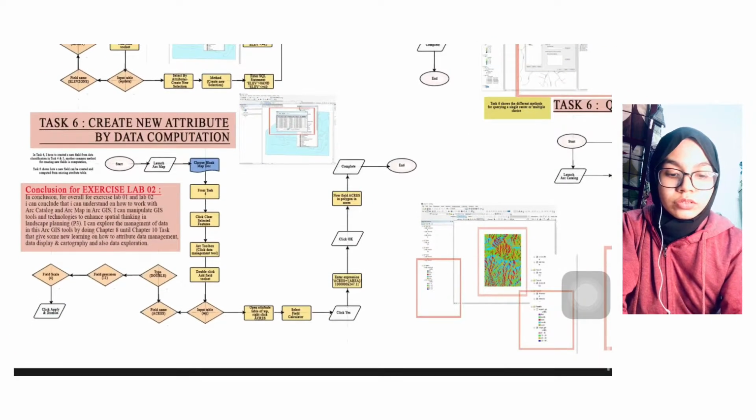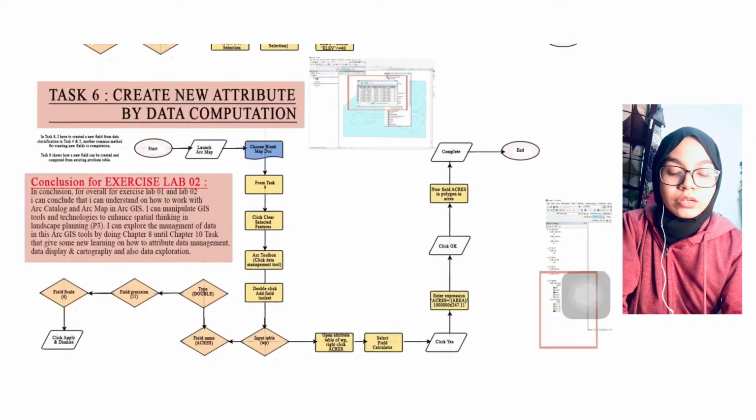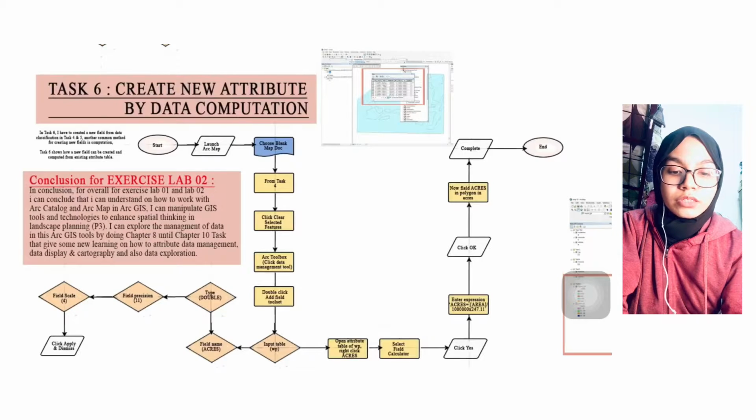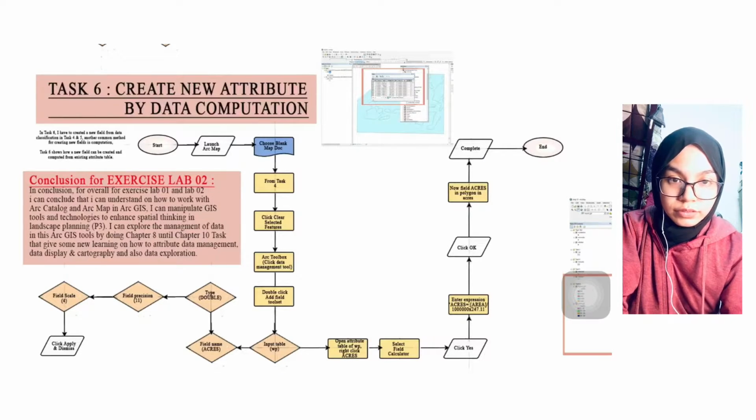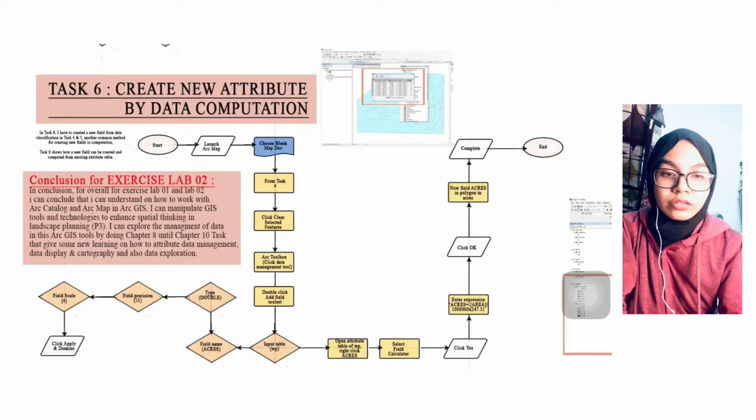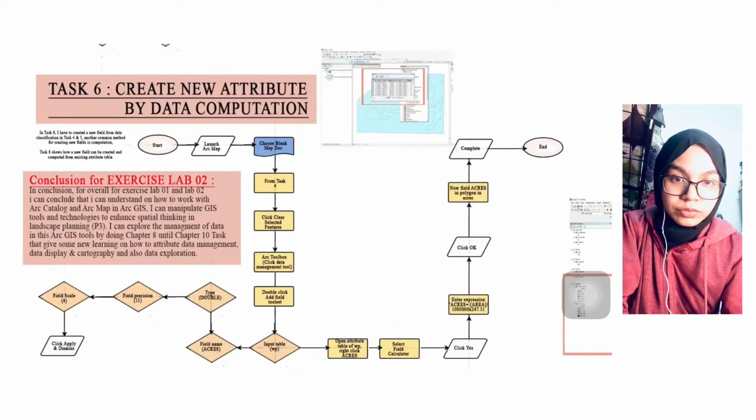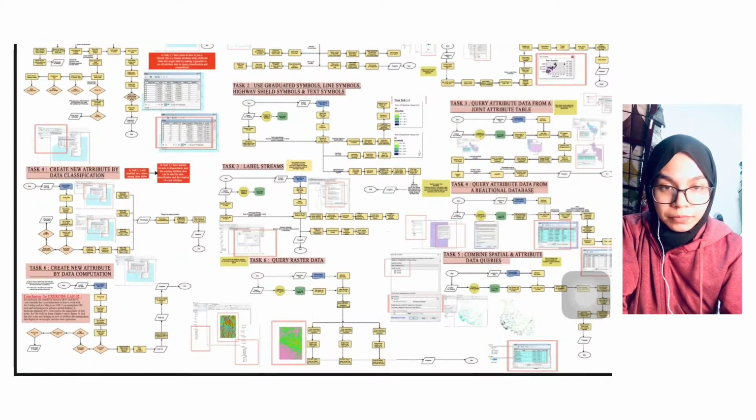So for Task 6, the end of Chapter 8, Task 6 is more about creating a new field from data classification, but we have to refer to Tasks 4 and 5. Another common method for creating a new field is computation. Task 6 also shows how a new field can be created and computed from an existing attribute table.